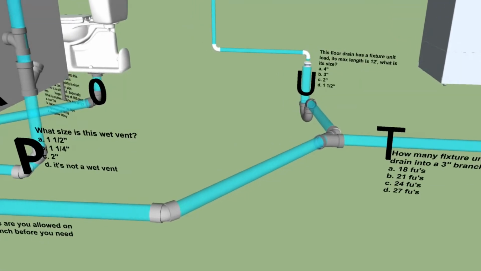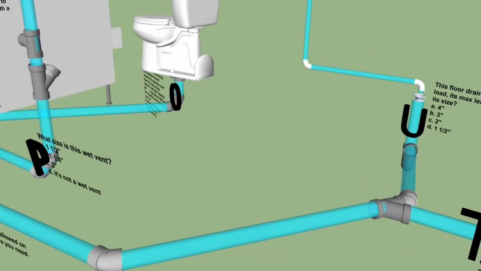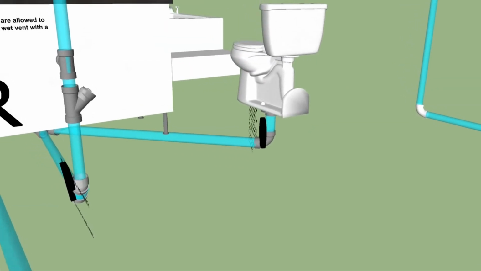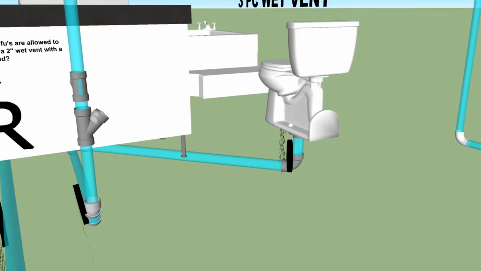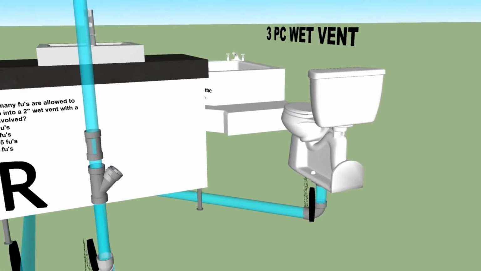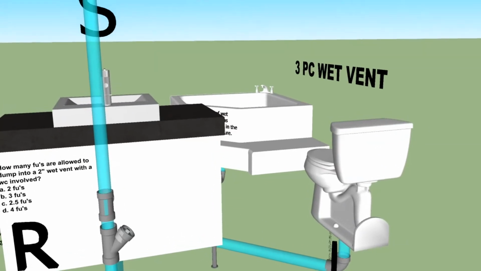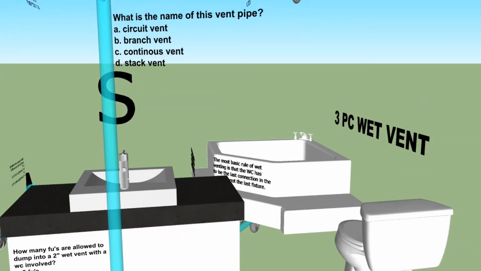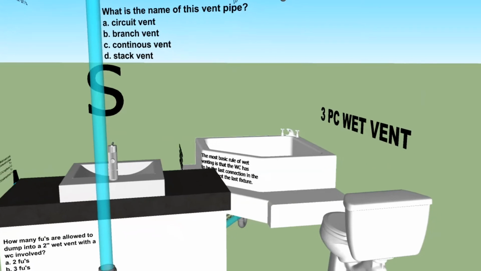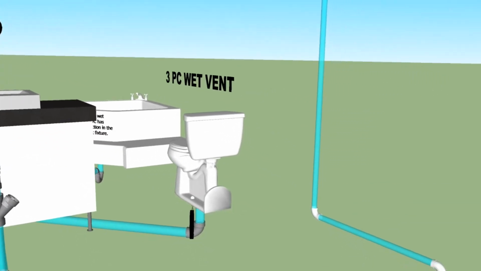R is our next question. Is it A or B? And the question is, how many fixture units are allowed to dump into a 2-inch wet vent with a toilet involved? S, what is the name of this wet vent? Is it A, a circuit vent, B, a branch vent, C, a continuous vent, or D, a stack vent?